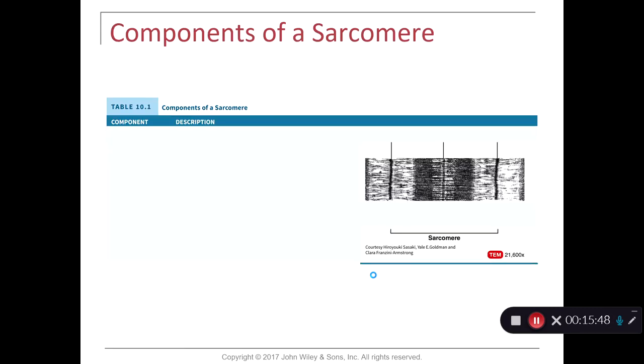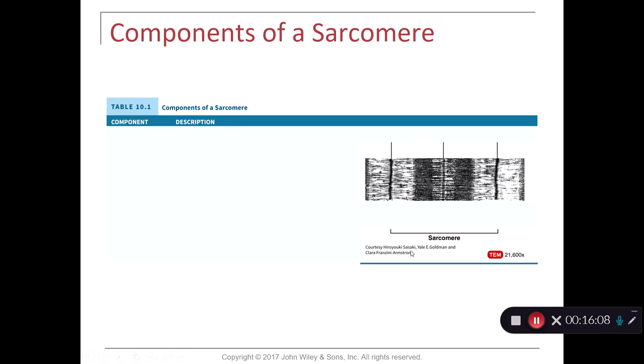Finally, to end this video, we're going to talk about the structure of the sarcomere. This is the functioning unit, remember. This is the one that gives the muscles the striations. You do see this in smooth muscle, but because they're so far dispersed, you don't see those striations.